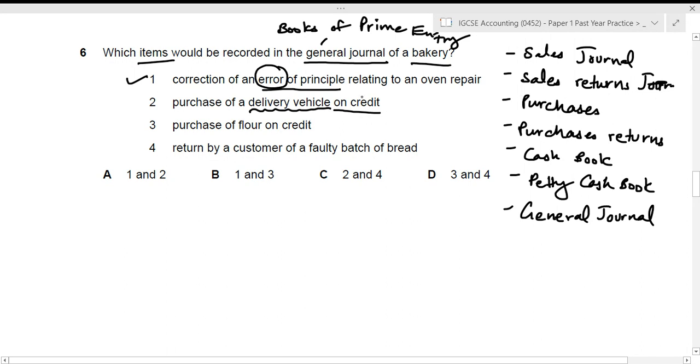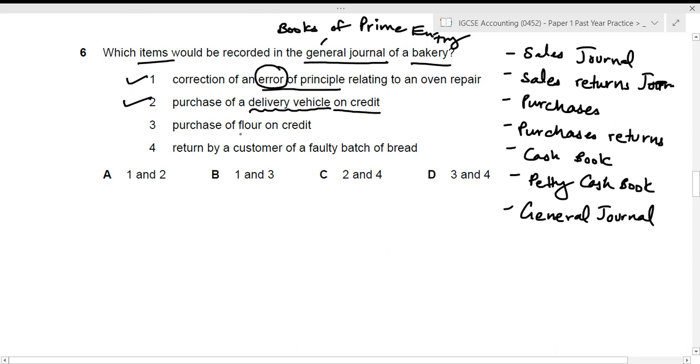And you did not even pay by bank or cash. You bought it promising to pay later. That means it will also not go in the cash book. That means this is definitely going in the general journal. It is not even petty cash, because even though the amounts are not mentioned, a delivery vehicle in general is not as small as $100. So it is safe to say that it will go in the general journal.